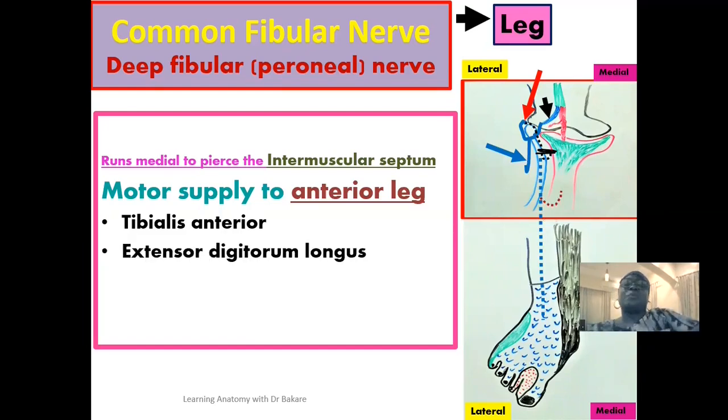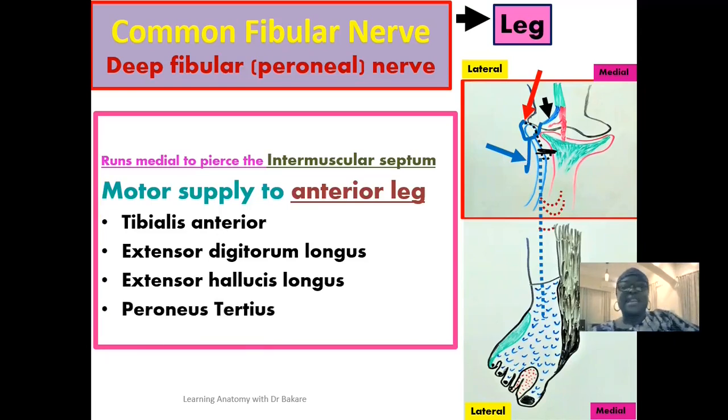It also provides motor innervation for extensor digitorum longus, also highlighted here in dotted red. It goes further to give motor innervation for the extensor hallucis longus, also highlighted here in dotted red. And finally, it gives motor innervation to the peroneus tertius, also highlighted here in dotted red. So you see it giving up a number of motor branches for muscles in the anterior compartment of the leg.